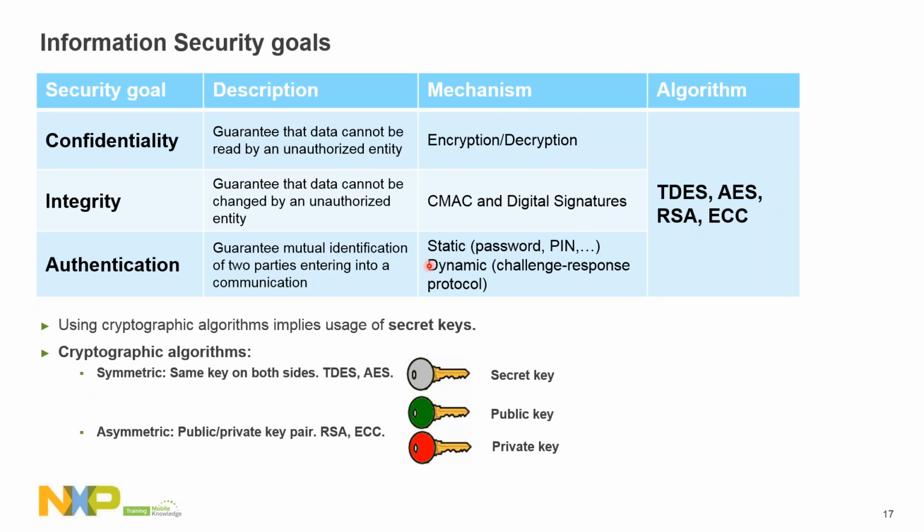Good, so having quickly reviewed the information security goals, we want to highlight that there is one thing they have in common: the cryptographic algorithms they use. So we can achieve confidentiality, integrity, and authentication with TDES or AES, RSA, or ECC. Cryptographic algorithms are thoroughly tested by the scientific community and are computationally robust mathematical functions that allow us to execute the mechanisms described here. And here we can identify two main categories of cryptographic algorithms.